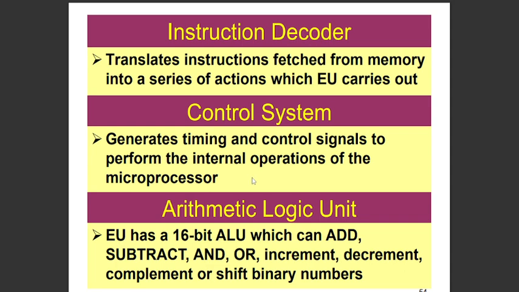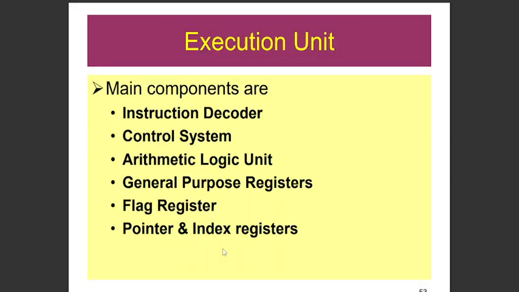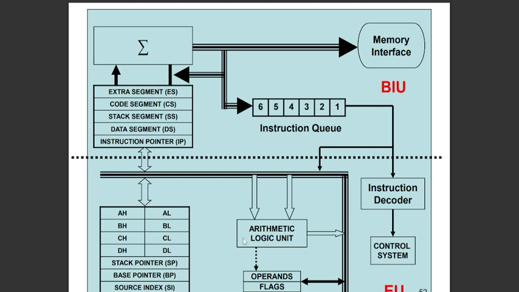Coming to the control unit, it generates timing and control signals to perform the internal operations of the microprocessor. In the arithmetic and logical unit, all the mathematical and logical operations are performed. So if any instruction needs to perform such operations, the control unit hands it over to the ALU. That means the execution unit has a 16-bit ALU which can add, subtract, decrement, increment or shift binary numbers. Coming back to this architecture, the flag register in 8086 is 16 bits in length, which consists of 9 flags and the rest 7 bits are don't care.